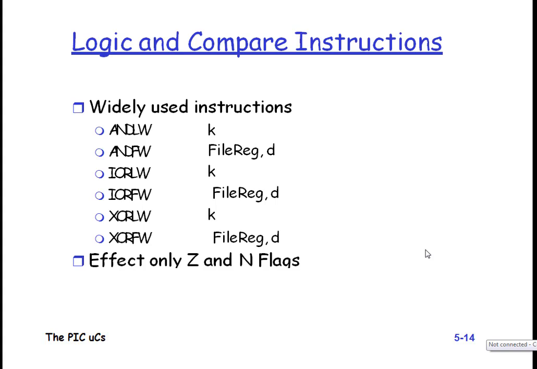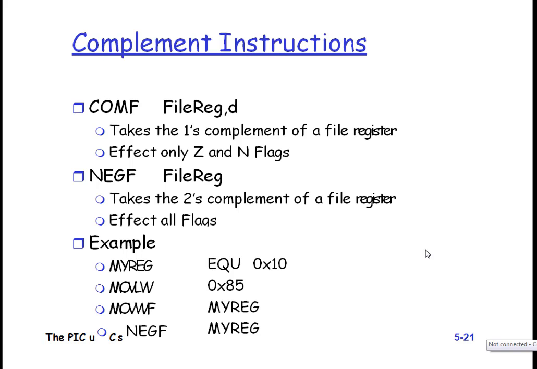Logic and compare instructions are widely used instructions. Some instructions are given, like exclusive OR and many more. They affect the zero flag and negative flag. There is another instruction, the complement instruction. Its syntax is COMF, file register, then destination. It takes the one's complement of the file register and affects only the zero and negative flags. NEGF takes the 2's complement of a file register, then affects the flags.